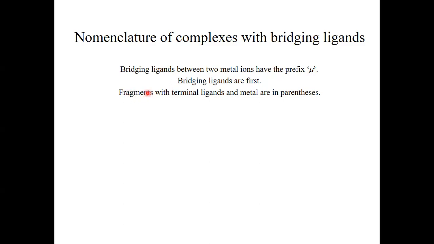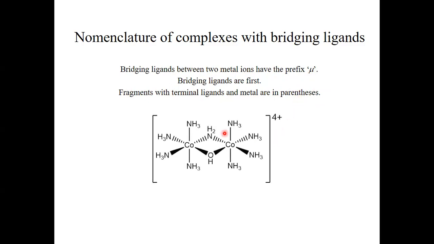And then fragments with terminal ligands are named after the bridging ligands and placed in parentheses. So here's one example. Here we have a complex cation with 2 cobalts that are now bridged by these 2 ligands. This ligand here, an NH2 ligand, is called an amido ligand. Remember that, and don't call this an amino ligand.